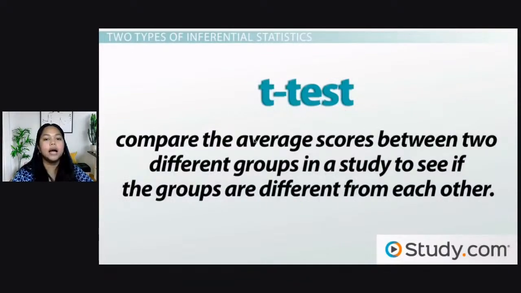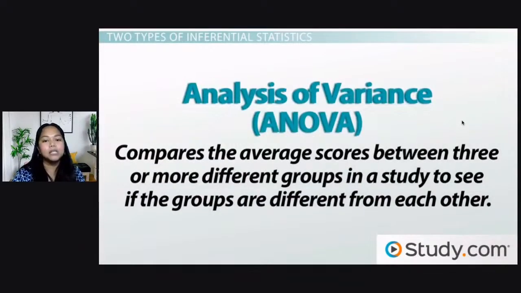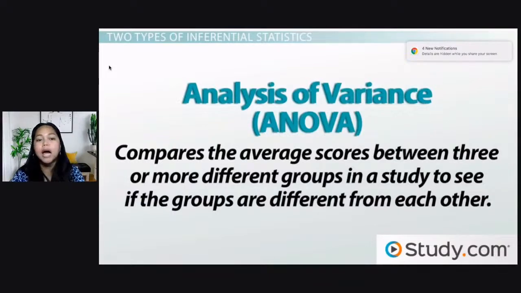T-test po yung ginagamit natin kung meron lamang tayong dalawang grupo. And your ANOVA, analysis of variance, ito ay ginagamit if you have 3 or more different groups in a study to see if the groups are different from each other. Now, going back to the question, dalawa lamang po yung group niya: those students with learning disabilities and those students without learning disability. And so, since dalawa lamang yung group niya, t-test po yung gagamitin, hindi po ANOVA.